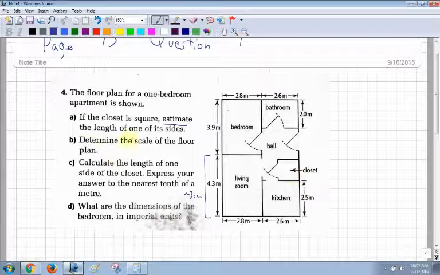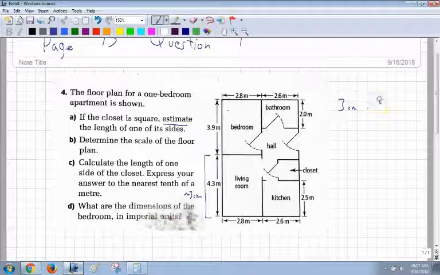So the second part, determine the scale of the floor plan. This one's a little more difficult. Again, you've got to take your ruler out and measure. You can either measure a whole side or just a part, or just up here, or whatever you want to do. I happened to measure the living room, and it ended up being about 3 centimeters, probably 2.9. But like I said, you're going to be off slightly with this chapter just because you're measuring with a ruler. You're not measuring with 100% accuracy. So here I have 3 centimeters, just for ease, or 2.9.